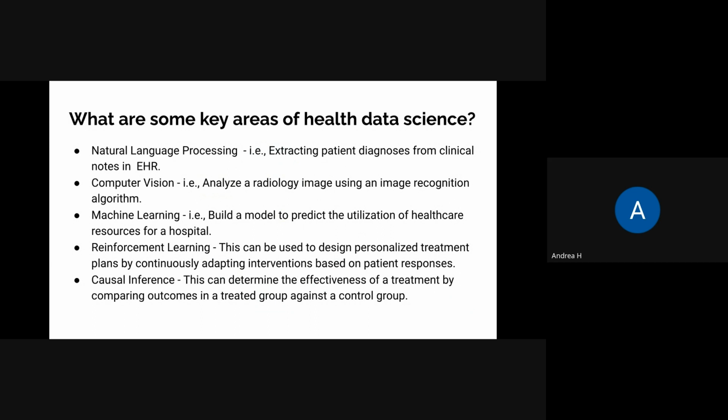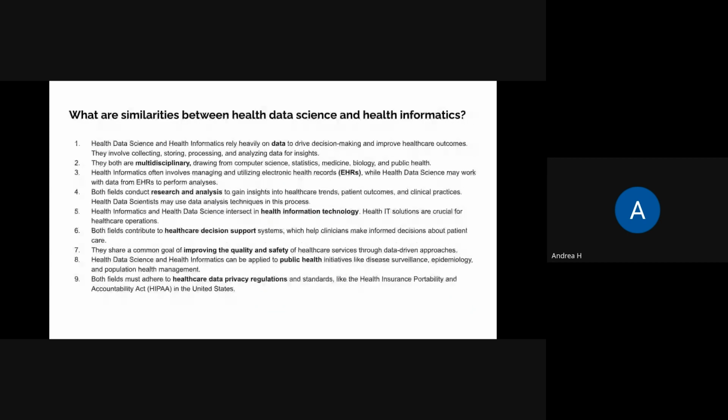Also, there's causal inference, and this can be used to determine the effectiveness of treatment by comparing outcomes in a treated group against the control group. But there's just lots of different ways you can do machine learning. Even in these areas, there are so many different projects and things that you can do. And let's see next.